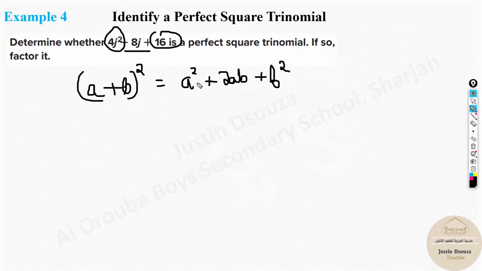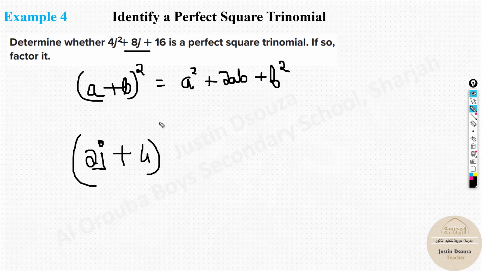So what is the expansion over here? Square, right? They have given the expansion. So this first term is all squared. So what do we need to do? We need to take the square root, get a and b, right? Let's take the square root. Instead of 4j squared, it will be 2j. Okay, 2j. And what about the last term? It is 4. Now, is it true?